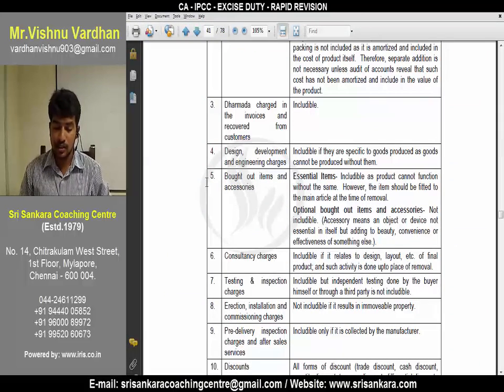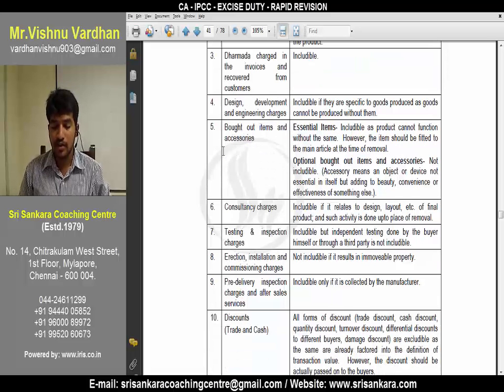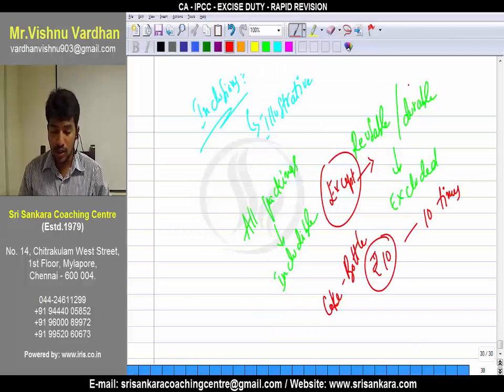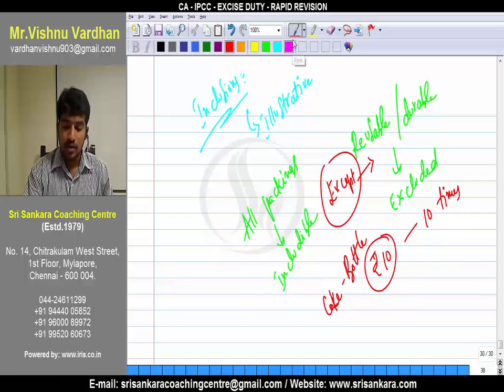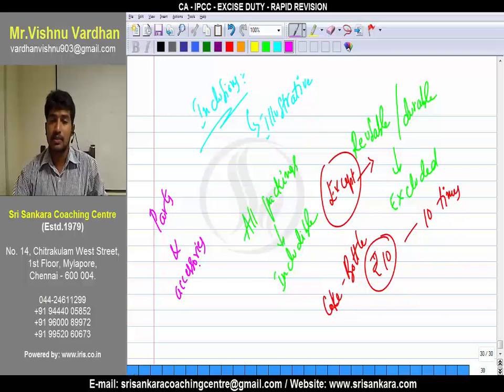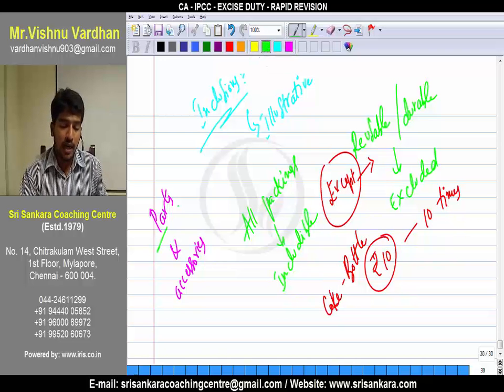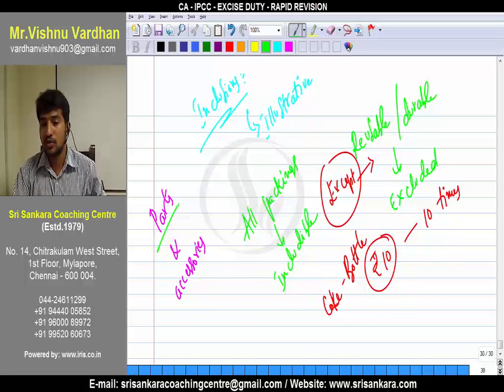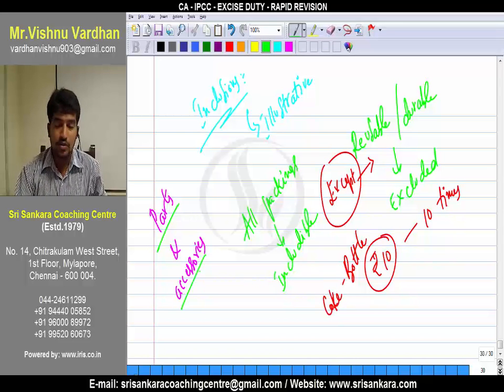The main concept in this is bought out items and accessories. So what are bought out items and accessories? First you should know the difference between parts and accessories. What are parts? What are accessories? Parts are the things which give the completeness to the product. Accessories give just comfort to the product, comfort to use the product.